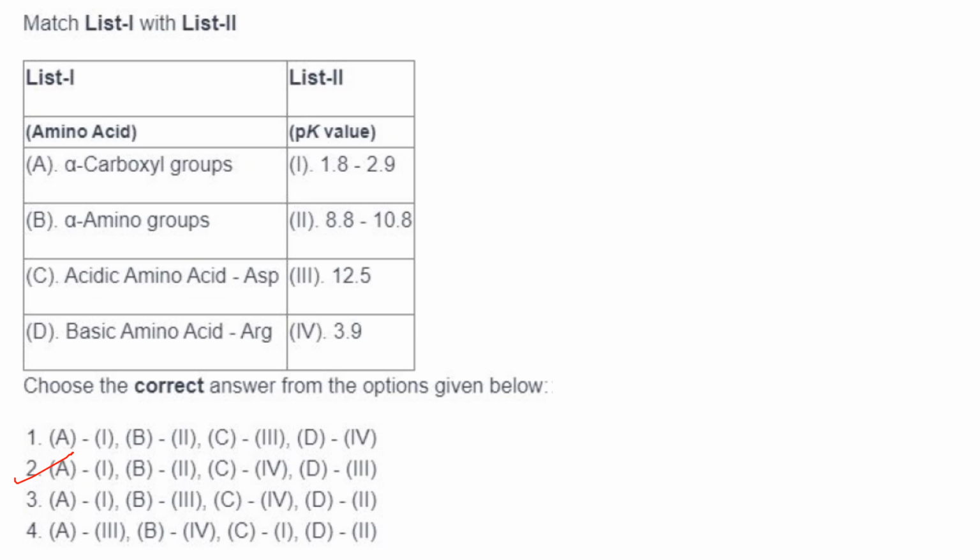Basic amino acid, that is arginine. So it is having a side chain which is an amino group. So it will have 12.5 pKa. So D3. So the answer is option 2.